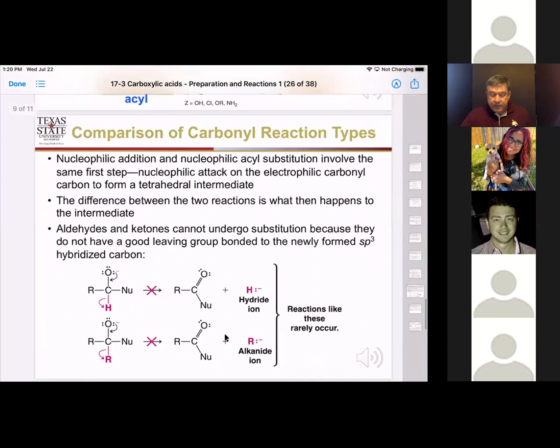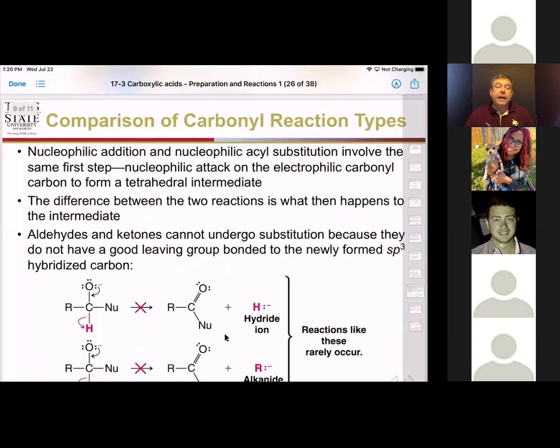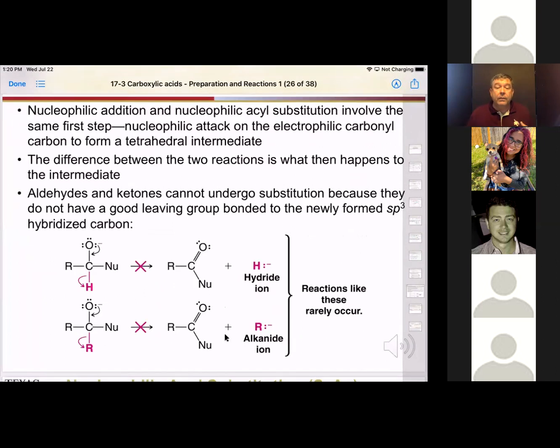In the case of reacting an aldehyde or a ketone with a nucleophile, what we're going to see is that once we form this tetrahedral center, the only way for us to regain that carbonyl carbon is to have our electrons on the oxygen come in to reform the carbonyl, and it has to break one of those sigma bonds, and therefore those electrons have to leave with one of those leaving groups.